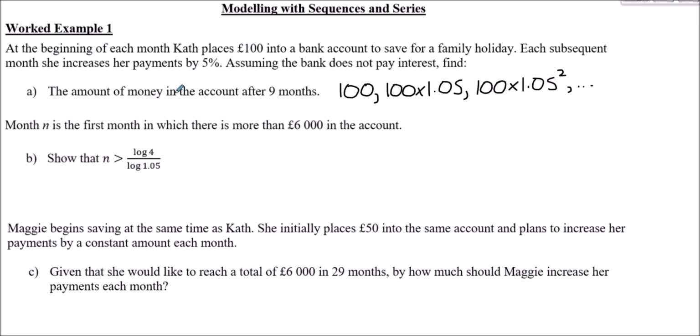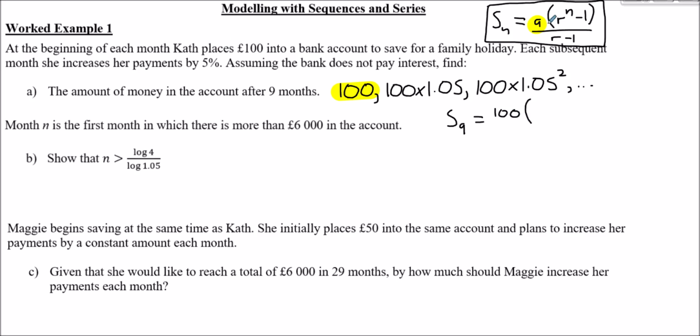So after 9 months, the sum is going to be, just to remind you, Sn equals A brackets R^n minus 1, over R minus 1. So this here is a geometric progression disguised in a worded question. The first term, A, is 100. The common ratio, well, it's increasing by 5%, so we're multiplying by 1.05. After 9 months, so n is 9, minus 1, then divided by 1.05 minus 1.